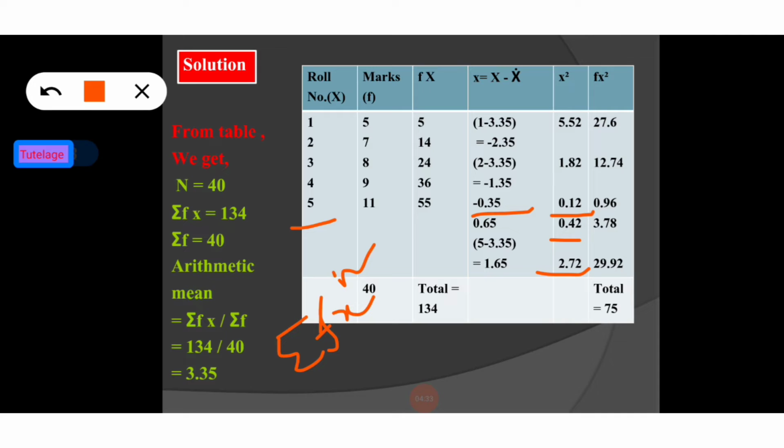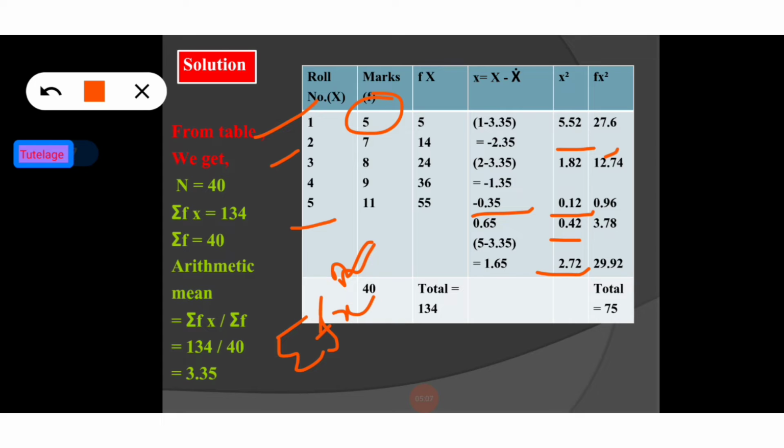Okay, so that means we have x square, we have f values, so we have to calculate the multiplication value of the f and x square. Now going to the last column, we can see the value of f x square. So f x square is equal to 5.52 into what is the value of f for the first observation, that is 5. So 5 into 5.52, that means 27.6.